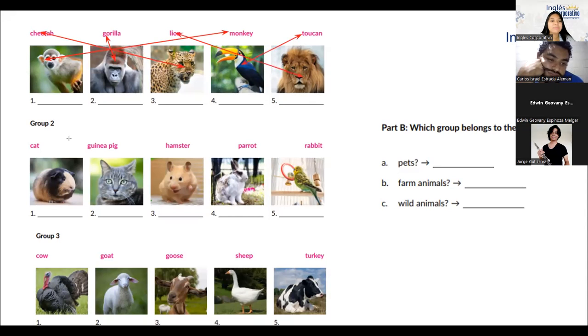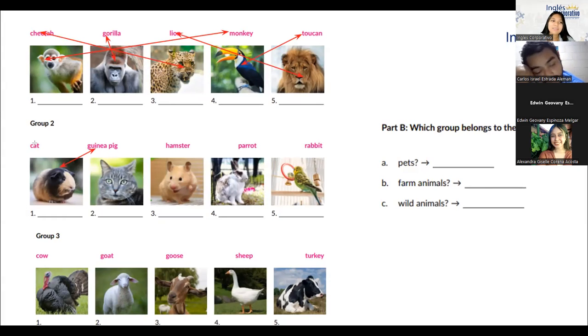Let's move to number two. What is this? Guinea pig. Okay. All right. Yes, guinea pig. Very good, okay. So what about number two? Cat. Cat, yes.